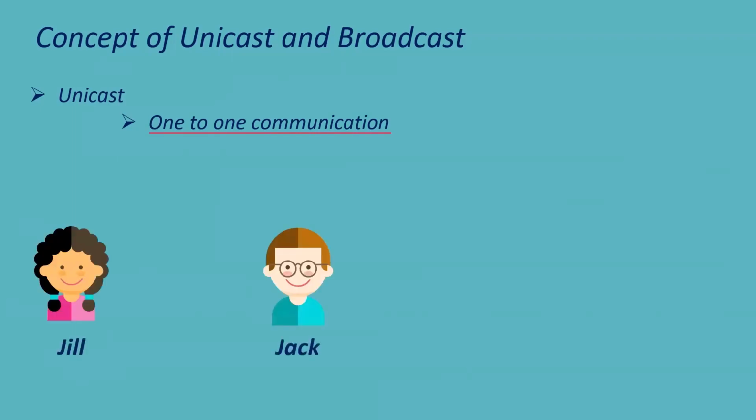Unicast is one-to-one communication. Any communication that is made to one destination is unicast. Let us take a simple analogy or draw a parallel from the real world before we build the concept of how unicast works in computer networks. So let's take an example. You have Jill and Jack, and Jill wants to talk to Jack.